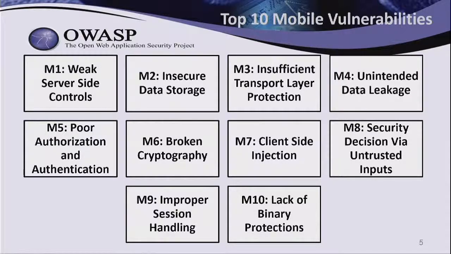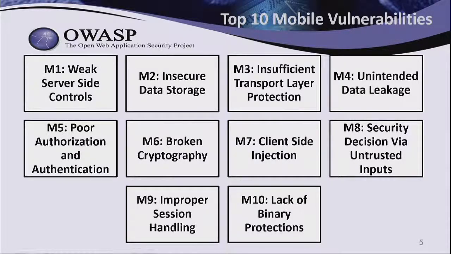Insufficient transport layer protection, so when we're transmitting data, the protection is not adequate. Unintended data leakage, which means that data may leak out from one application to another, totally unintended. The user's not trying to do that, obviously. Poor authorization and authentication, so we're not authenticating our users well, and we're not assigning rights and permissions in a strong manner. Broken cryptography. Client-side injection. Security decision via untrusted inputs. Improper session handling, and lack of binary protections.